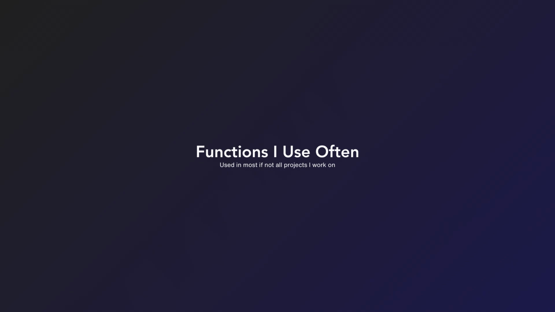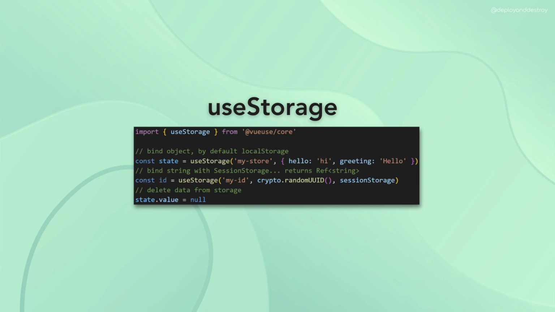Functions I use often. Now, these are the functions I use in nearly every project. useStorage. Reactivity meets local storage or session storage. It's the easiest way to keep user preferences or session data synced across page reloads. I use this usually to store authentication tokens, and I have a video on that coming up soon.